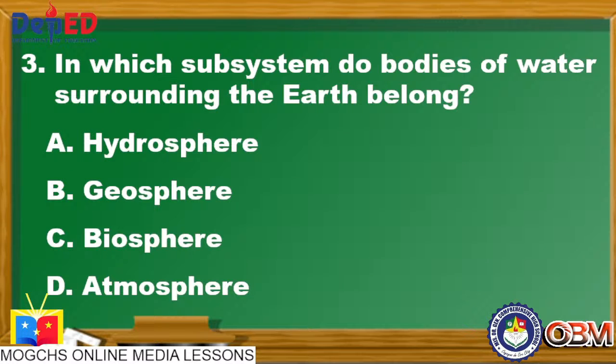Number 3. In which subsystem do bodies of water surrounding the Earth belong? A. Hydrosphere, B. Geosphere, C. Biosphere, or letter D. Atmosphere.